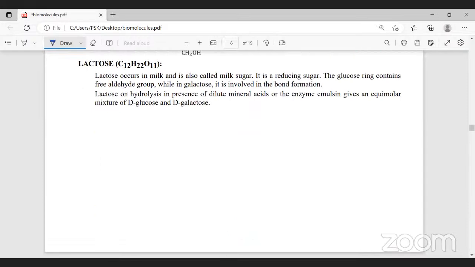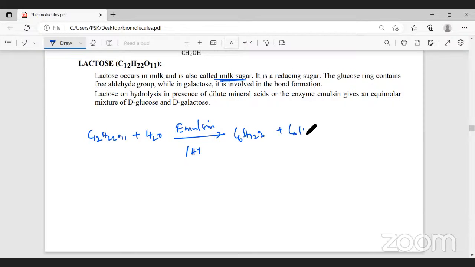The next we have is lactose. This lactose also has the molecular formula C12H22O11. It is called milk sugar. On hydrolysis in the presence of an enzyme or an acid, it gives one glucose unit and one galactose unit. The molecular formulas of glucose and galactose are the same.